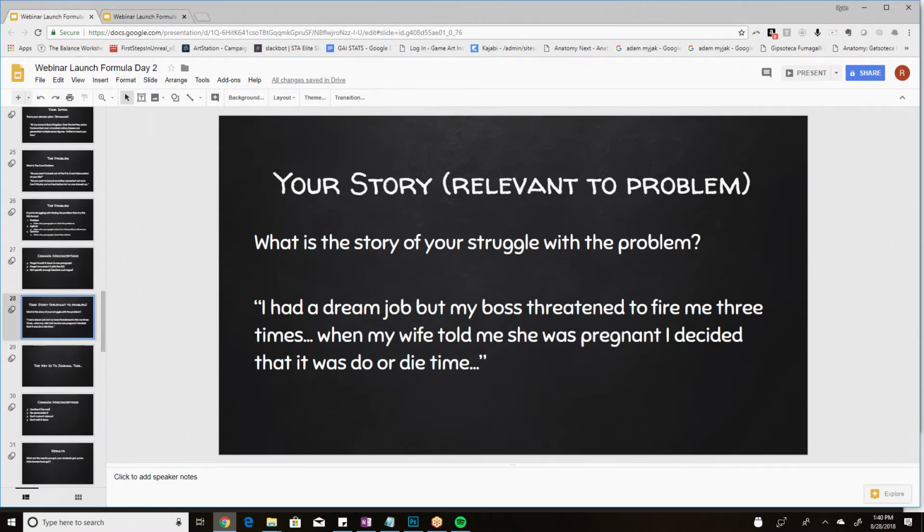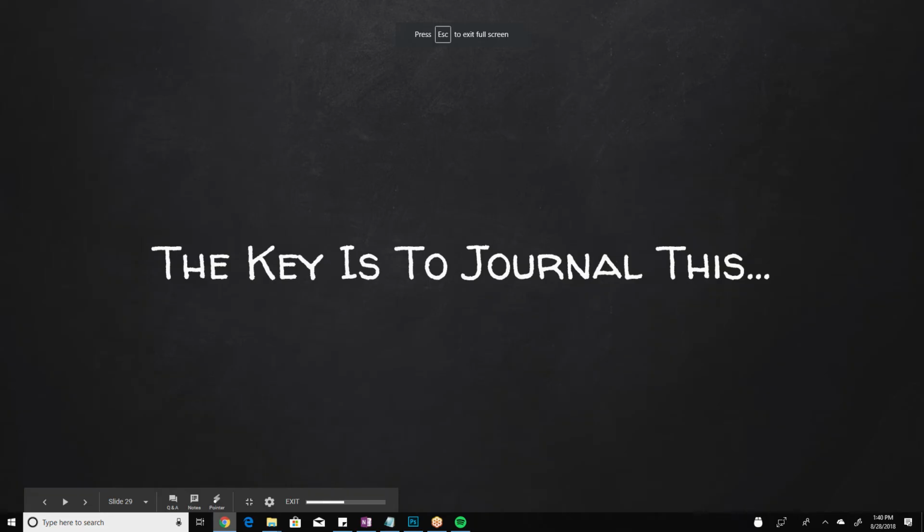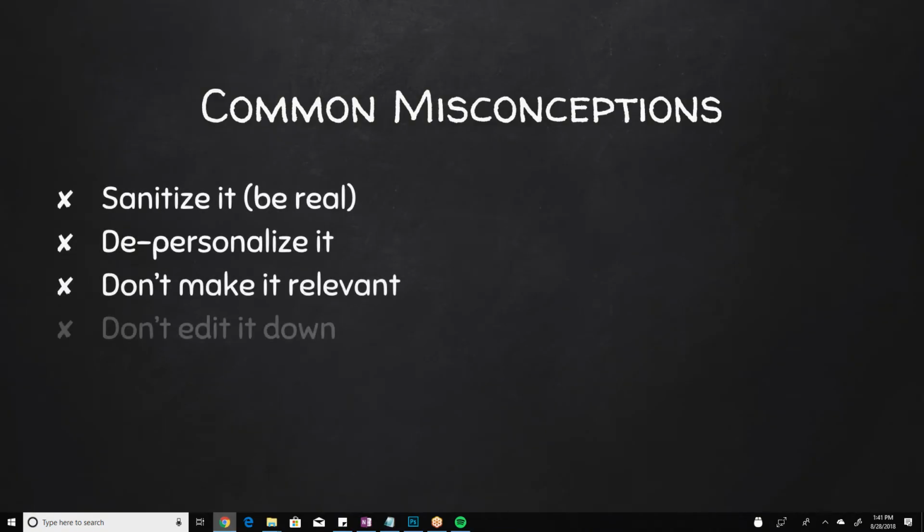The key thing to keep in mind is that when you're thinking about the story that's relevant, you want to be journaling, okay? Start writing down the events and things that happened, but you've got to come up with a compelling story that's going to connect with people and help make a difference. The big problem people have when making their stories is they sanitize it. Stop sanitizing it. Be real. Get raw if you have to, right? But you've got to be real.